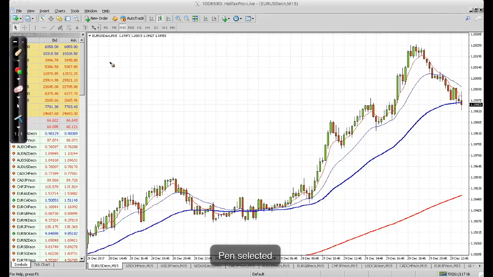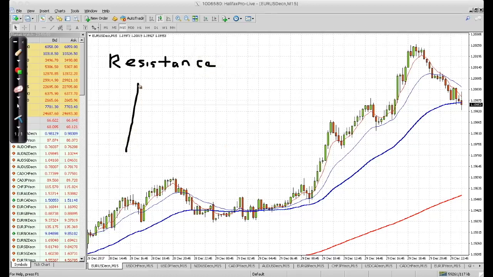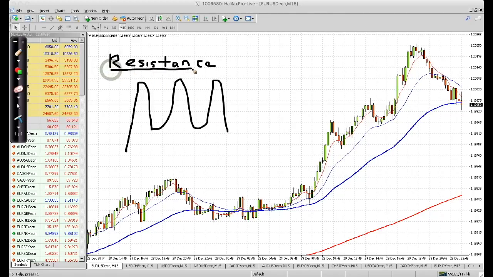So for example, a resistance level, let me write down resistance level, is a price level where the price tends to move up, and when it reaches a level, it tends to stop and reverse back down. Again, it goes up, reaches a certain level, goes back down. That is known as a resistance level, or like a ceiling.